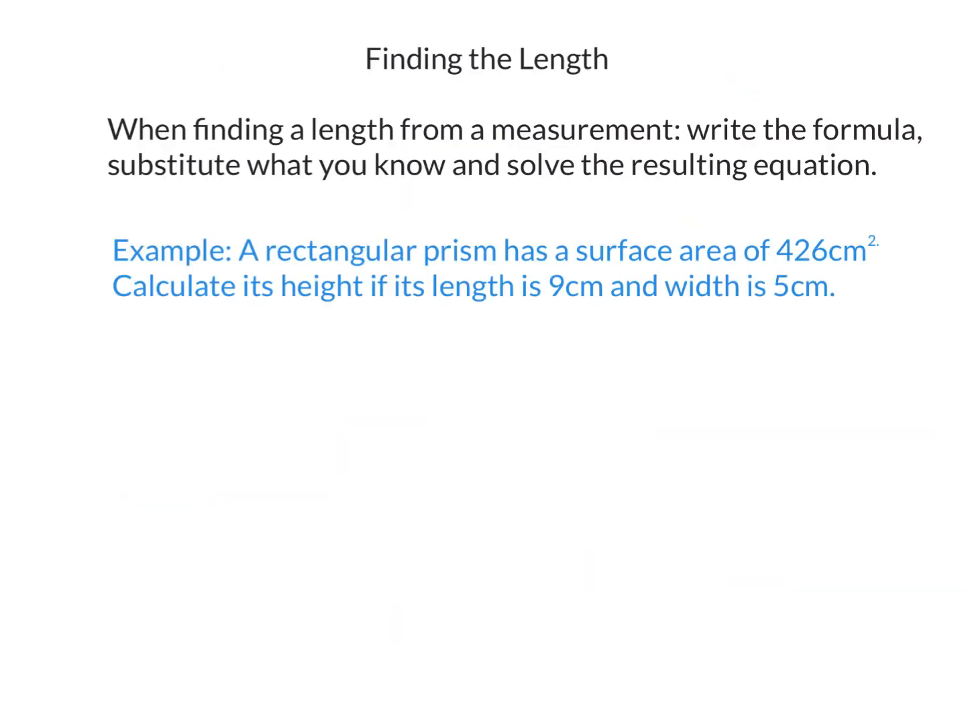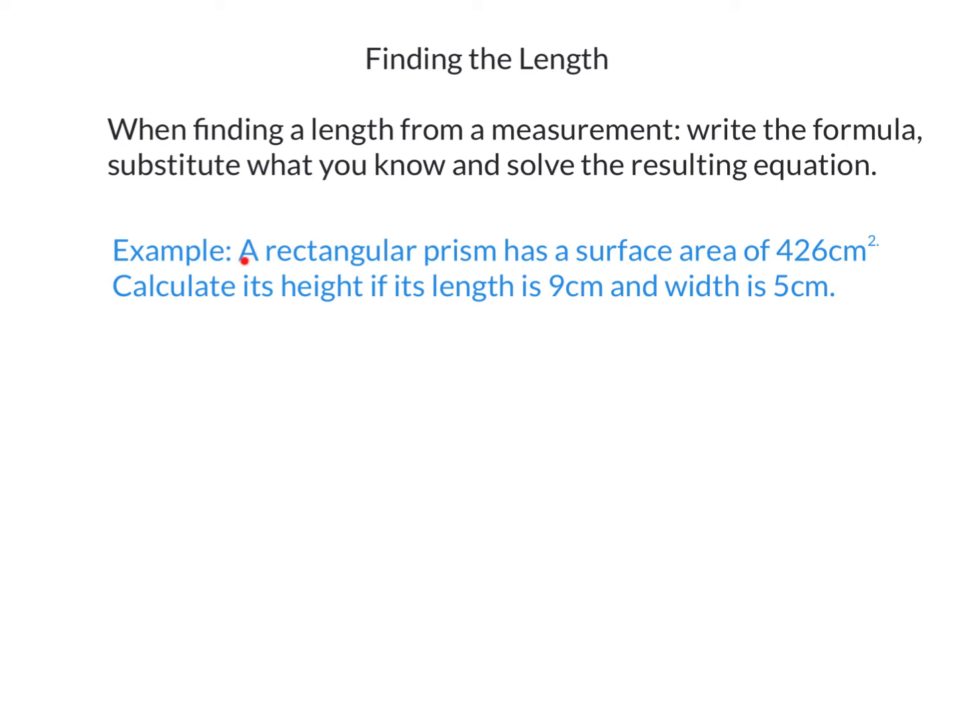The last thing I want to do in measurement is go through how to find a length. In the previous examples, I gave you all the lengths or the dimensions. You found the measurement, the area, volume, surface area. So what do you do when it's the opposite? When you're given the surface area or volume and you have to find a dimension? Well, follow these steps. Write the formula, substitute what you know, and solve the resulting equation.